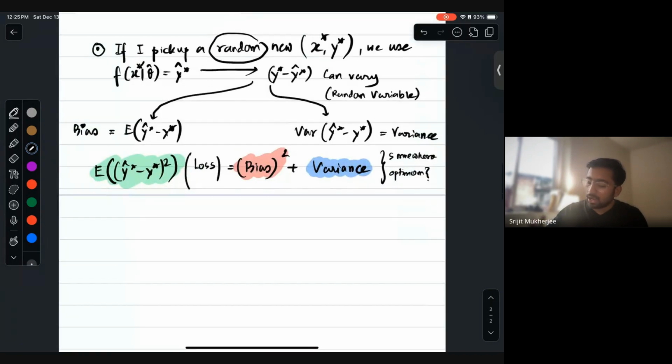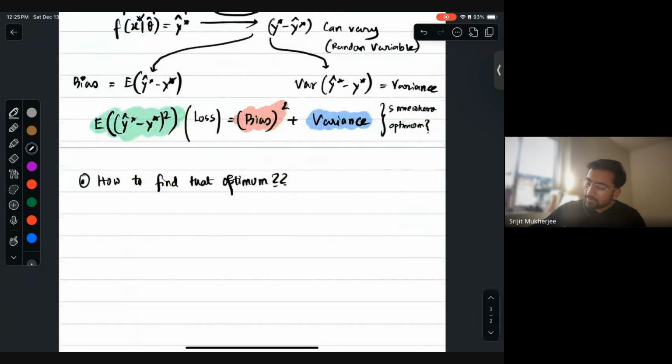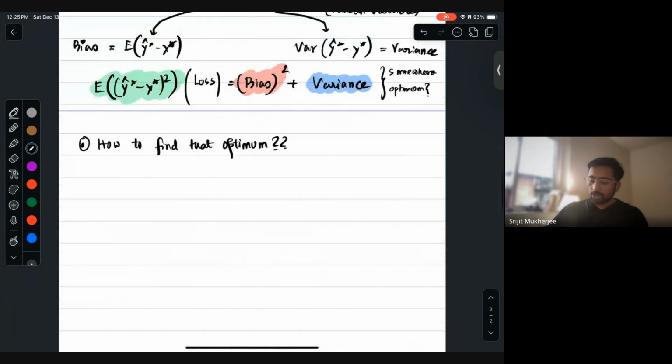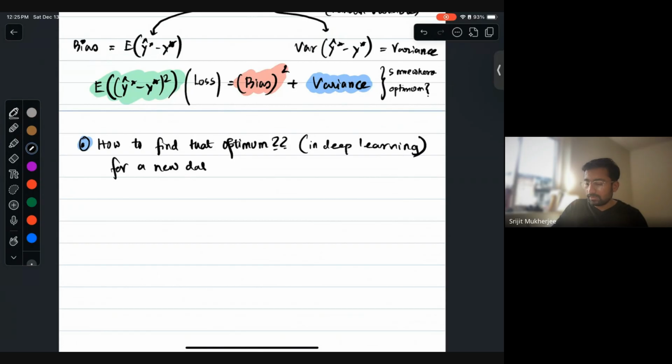Somewhere this is optimum. So the question is, how to find that optimum? This is a very important question. Otherwise, what will happen? So, okay, how to find that optimum in deep learning, let's say? And also, how to find the optimum for a new data. Understand this, for a new data. Okay, this is very important.